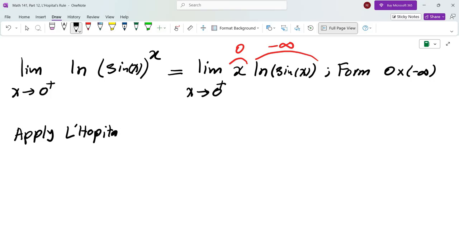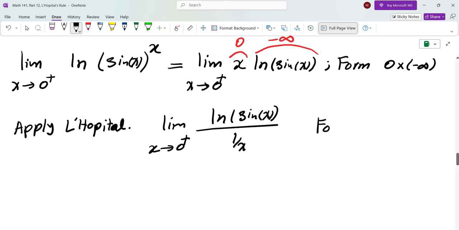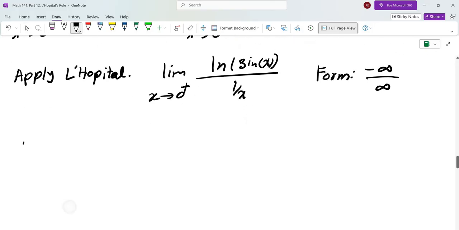Now based on the example that we did, we know that if we put the natural log at the bottom, it's probably going to get a little bit of a mess. So we're going to put the x at the bottom. So we're going to get limit as x approaches 0 from the right, natural log of sine of x over 1 over x. Now, what is the form of this one? Numerator is negative infinity, natural log of 0. Denominator is positive infinity. So we can apply L'Hopital's rule now.